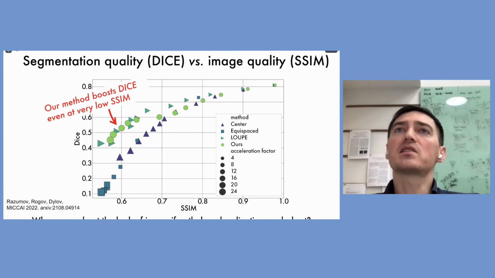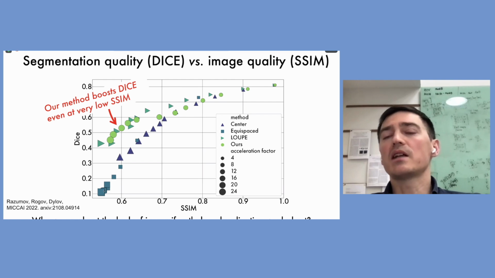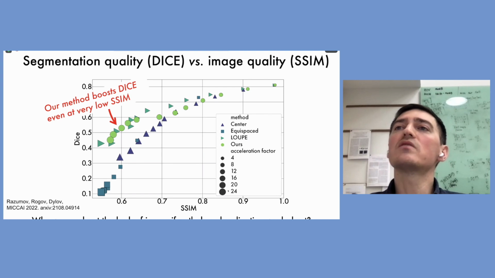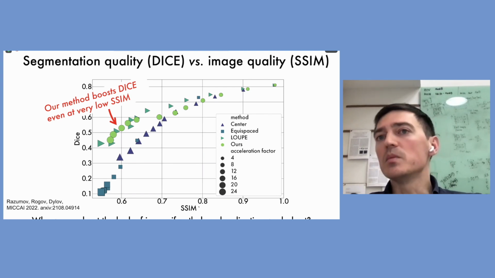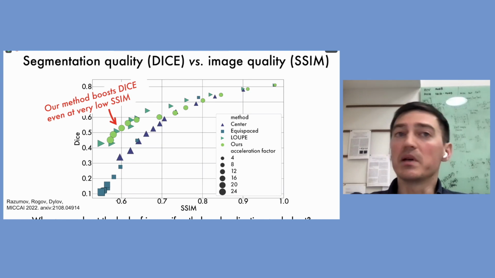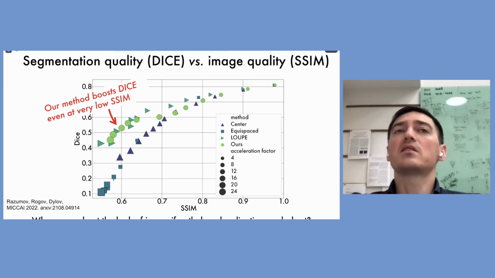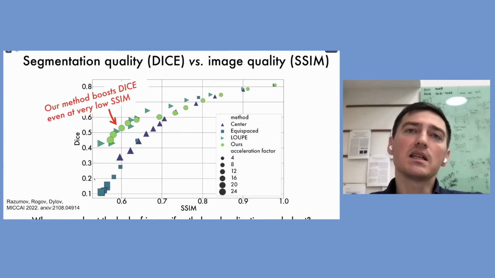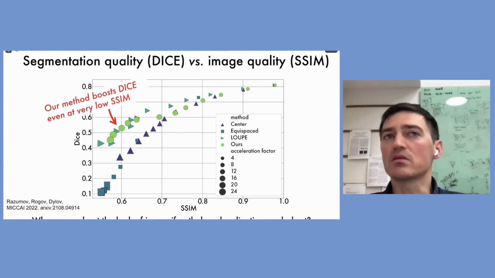And all of the models fall on this line, which tells you that if you take really large acceleration factors, your image is going to look very bad. Your structural similarity will be very low, and that means your segmentation will be very poor. You will not be able to see the segmentation very well.